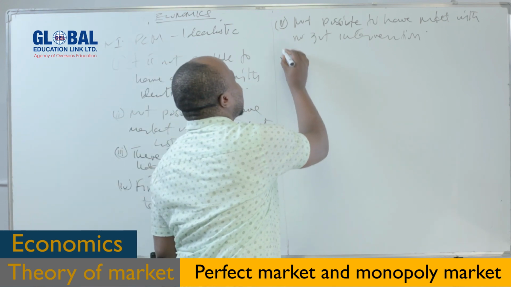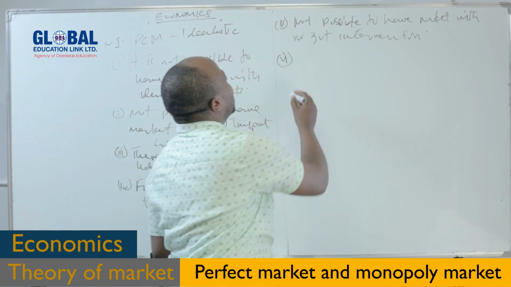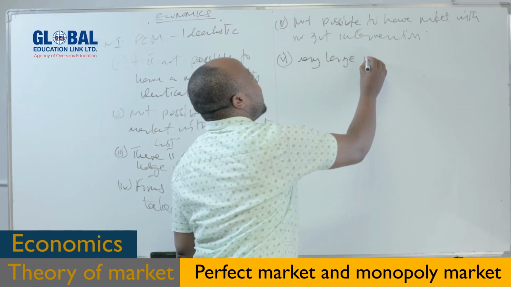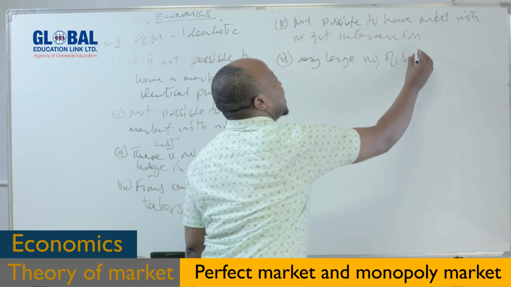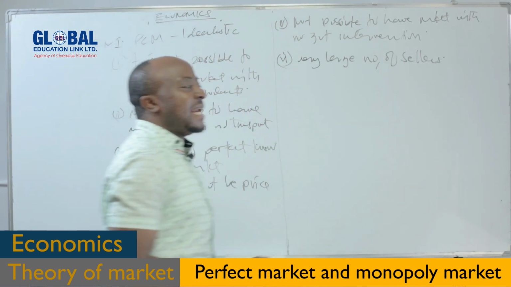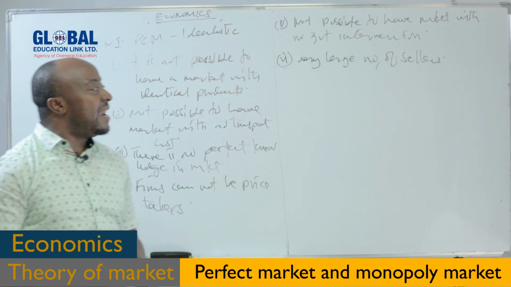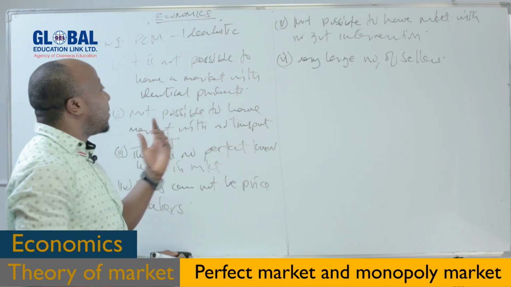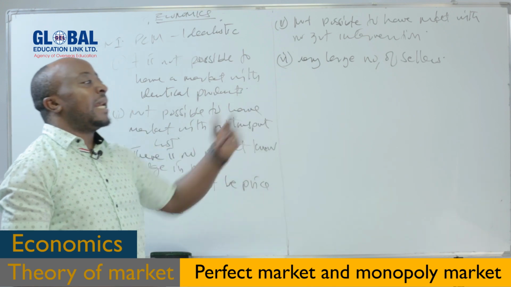There is no possibility to have a market with no government intervention. Number 6, it is not possible to have a market with a very large number of sellers. Such a market cannot really exist in the world. A market with a very large number of sellers selling a homogeneous product is also not possible to find in the world.